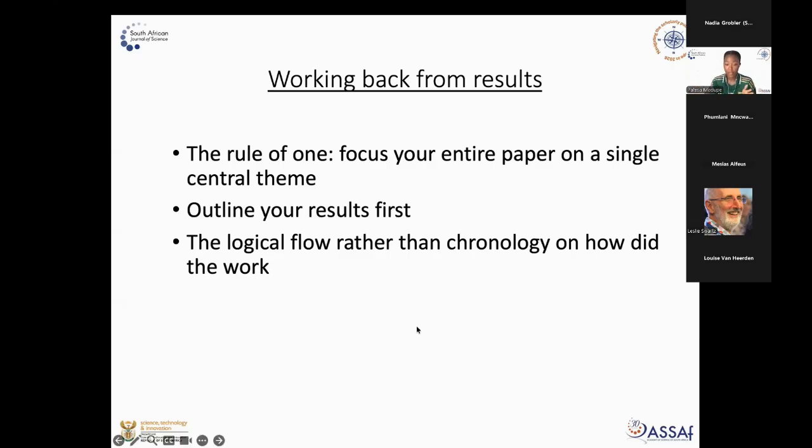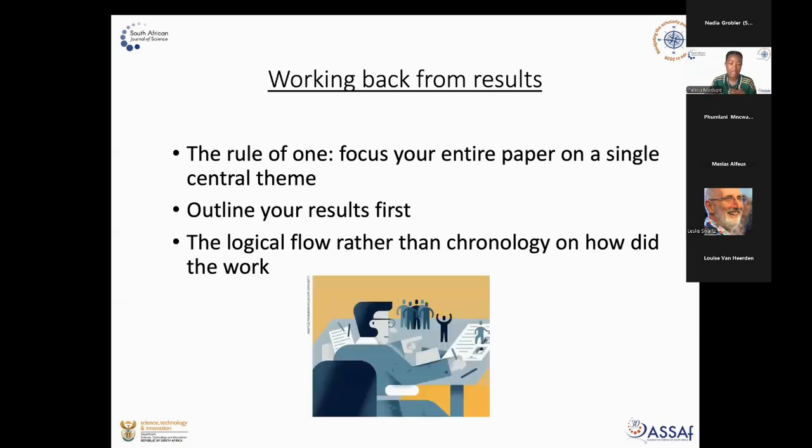I am always tempted to write in a chronological way, but every time I stop and think, this does not make sense. Let me look at the figures and see what's the theme that emerges. And this is important, to write in a logical flow rather than chronology, because you're writing to an audience. You have to think about how they are going to receive and understand your work.